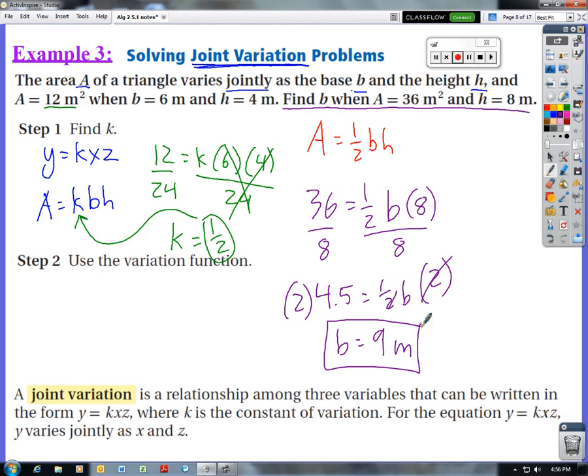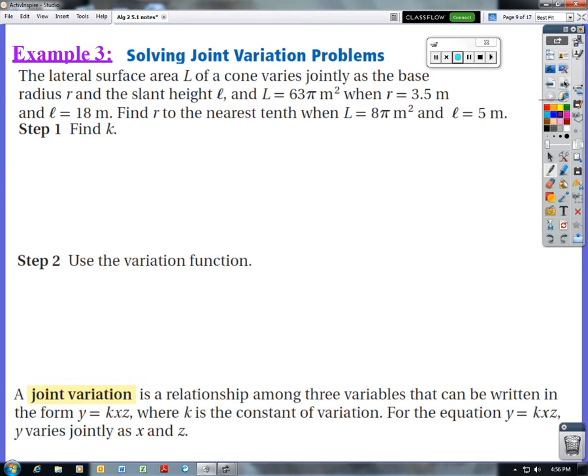What's up with all these really giant shapes? All right, try this one by yourself.